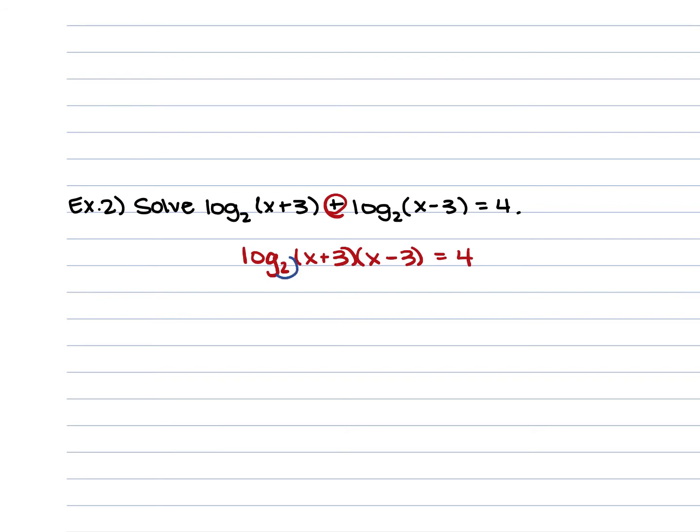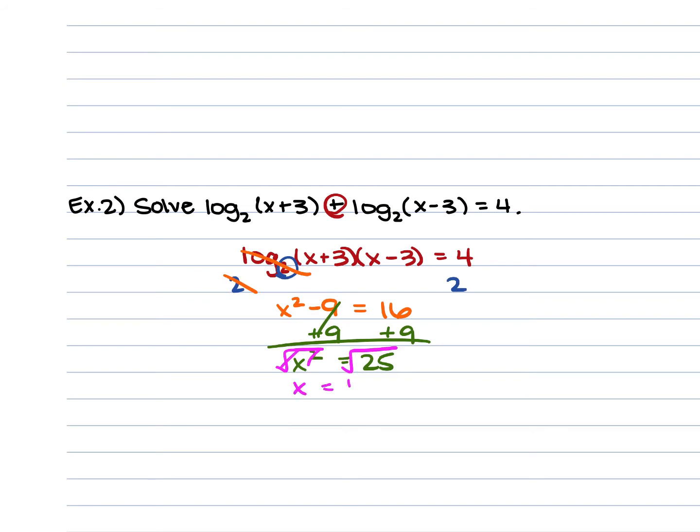You can realize that there's a base of 2 here, so you need the base to be 2 on both sides in order to cancel out the log. So we're going to have x plus 3 times x minus 3, which is x squared minus 9, is equal to 2 to the 4th power, which is 16. We're going to move the 9 over by adding it to both sides, and we have that x squared is equal to 25.